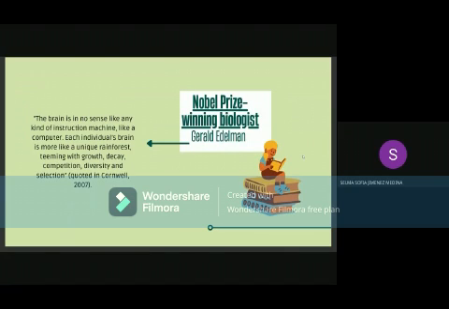Nobel Prize-winning biologist Gerald Edelman said, "The brain is in no sense like any kind of instruction machine, like a computer. Each individual's brain is more like a unique rainforest teeming with growth, decay, competition, diversity, and selection."